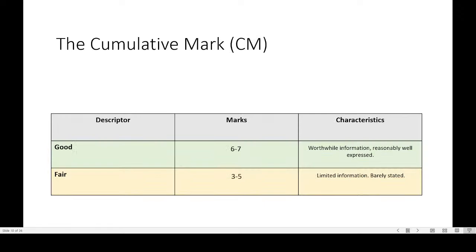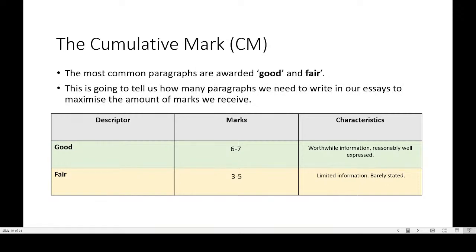More likely, and the most common form of paragraphs are awarded good and fair, so ranging between 3 to 7 marks, and that has to be expected considering the time constraints. You have 40 minutes to write your essay, essentially give or take 5 minutes per paragraph. So these are the most common grades or descriptors that are awarded for each one. So we'll see worthwhile information, reasonably well expressed, or limited information, barely stated. This is going to tell us how many paragraphs we actually need to write in our essays to maximize the amount of marks that we receive.